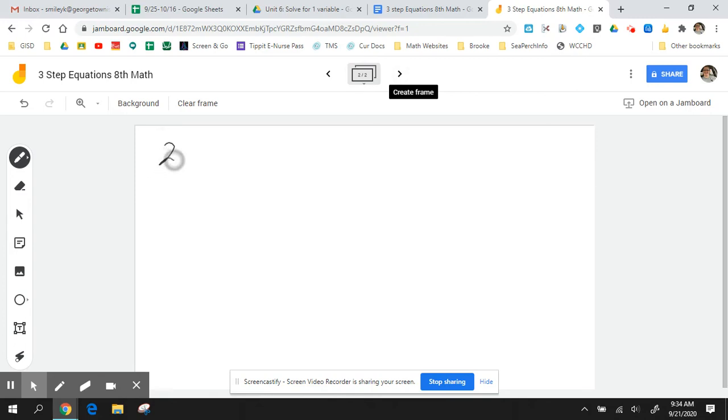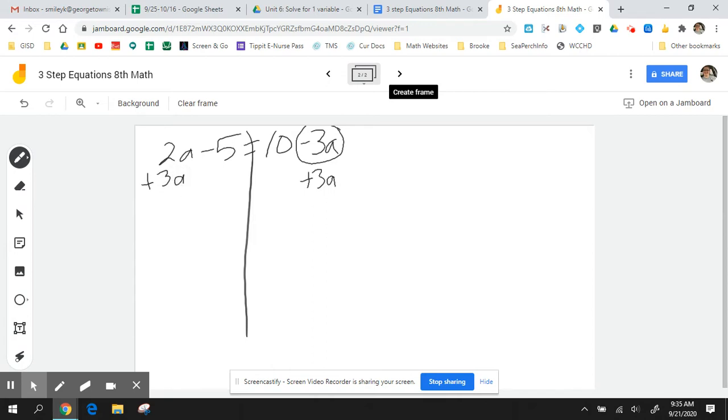So our next problem is 2a minus 5 equals 10 minus 3a. All right, I'm going to separate with a line down my equal sign. Now, if I look at my a's, I have a 2a and I have a minus 3a, or a negative 3a. So this negative 3a is technically smaller than a positive 2. So I'm going to add 3a to the other side. I want to move that smaller term. My a's cancel. 2 plus 3 will give me 5a minus 5 equals 10.